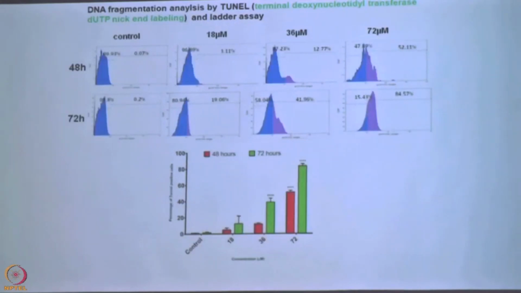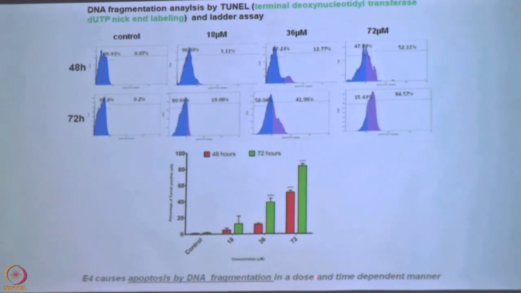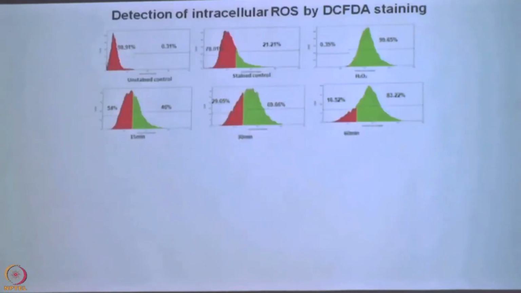Now you go to another experiment, DNA fragmentation. Run the gel quickly, or do the TUNEL assay, a little bit fancy, and you can see that DNA fragmentation is also going up with higher concentration. So we are trying to find the mode of action, the mechanism, and the answer is here: E4 causes apoptosis by DNA fragmentation in a dose and time dependent manner, even though it is not binding with DNA.